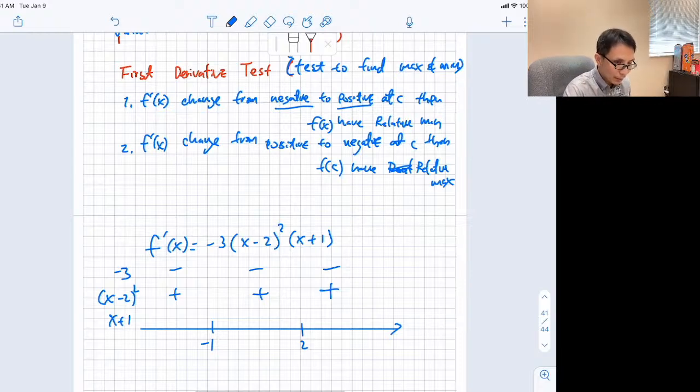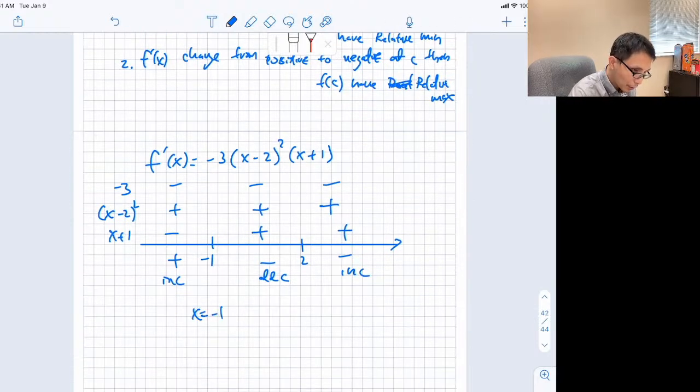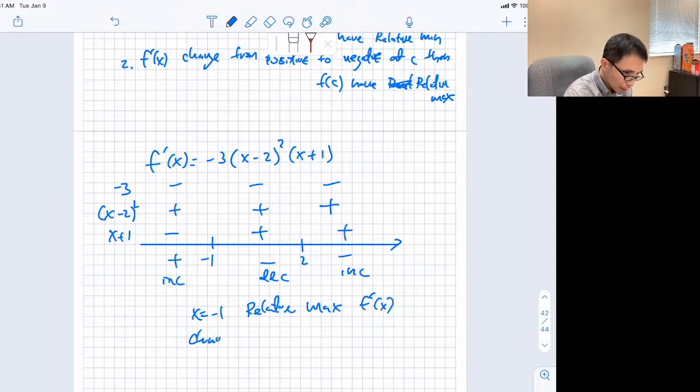So for x plus 1, if I plug in a -2, it's going to give you a negative. If I plug in 0, positive, positive. So in this case, it's negative, negative, positive. So it'll be increasing, decreasing, increasing. So you're going to say x equal to -1 is what? Max. Relative max, because f prime of x changes from positive to negative. And that's how you write your essay in the FRQ section.